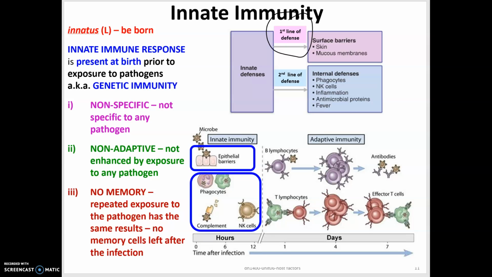Right here, which is going to be our skin and mucous membranes. So it's going to be physical and chemical barriers, basically. And then we talk about our second line of defenses, which are going to be our internal defenses: phagocytes, natural killer cells, inflammation, antimicrobial proteins, and fever. So let's get going.